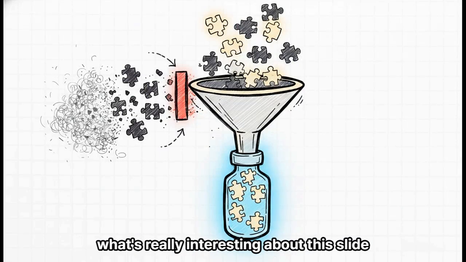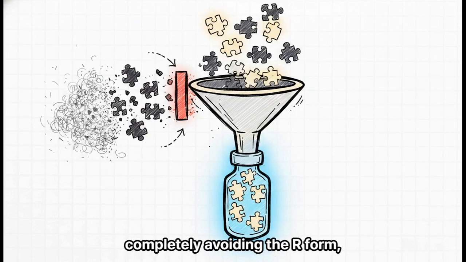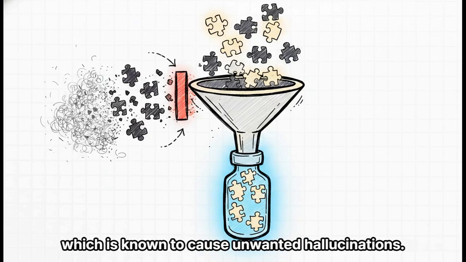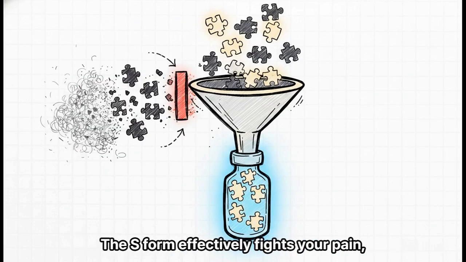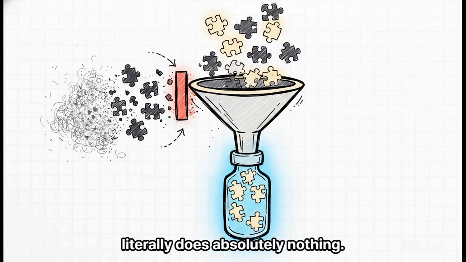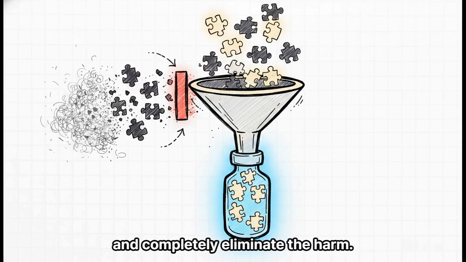Now, what's really interesting about this slide is how we actively use what are called chiral switches in modern medicine. Take ketamine, for example. We now isolate just its S form for a really clean anesthesia, completely avoiding the R form, which is known to cause unwanted hallucinations. Or look at naproxen. The S form effectively fights your pain, while the R form literally does absolutely nothing. By isolating just the right twin, we maximize the healing and completely eliminate the harm.